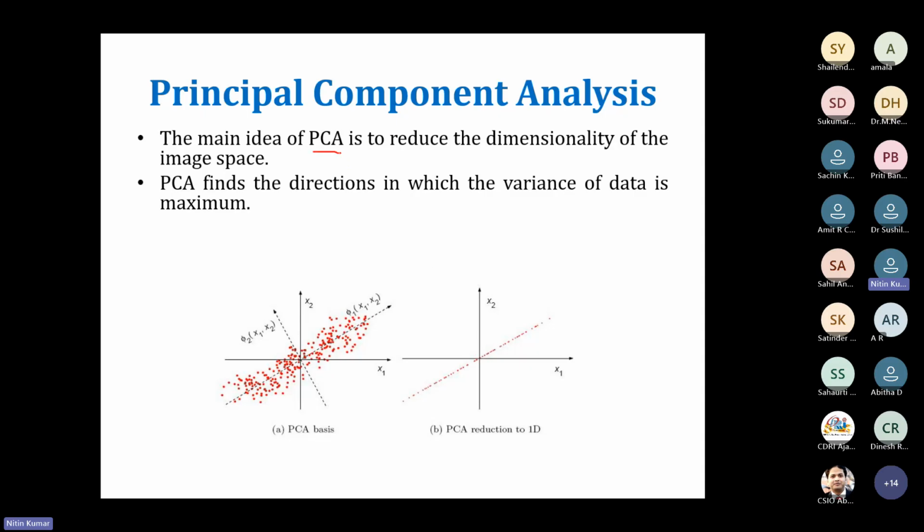So the main idea of PCA is to reduce the dimensionality of the image space. Originally we have dimensions like x1 and x2, but the PCA objective is to find some linear combination of x1 and x2. So phi 1 of x1, x2 means some combination of x1, x2, and phi 2 of x1, x2 means again some combination of x1, x2. These two directions you are seeing here, phi 1 and phi 2, are orthogonal to each other.